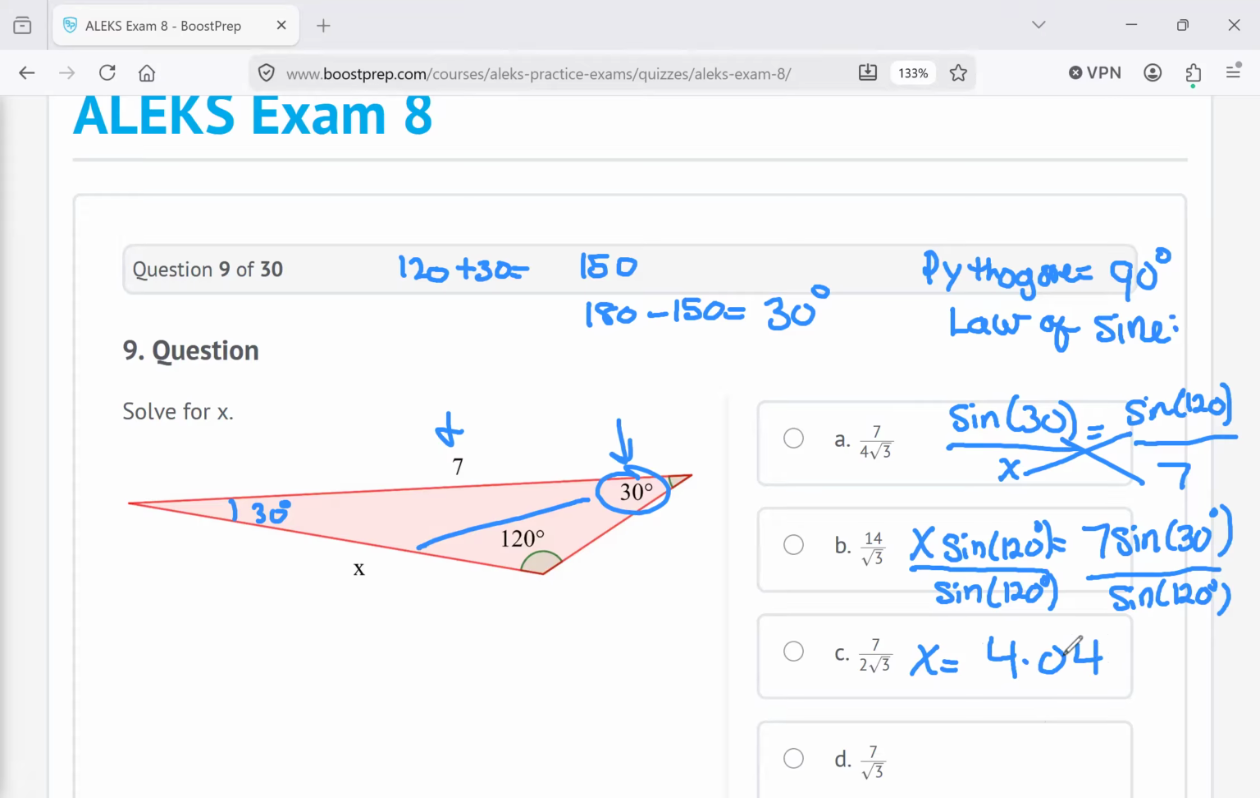I think it's D. If you put that in the calculator, because 120 and 30 are degrees on the unit circle, they use exact values. But you can use a decimal if you want, because you just have to check. So what is 7 divided by the square root of 3? 4.04. So this is the one.